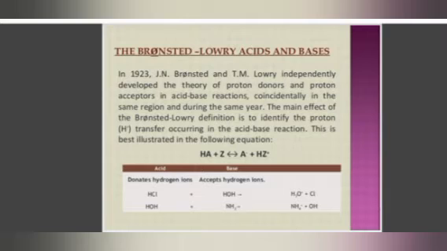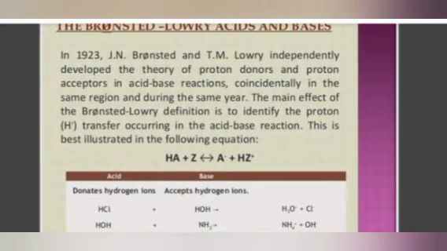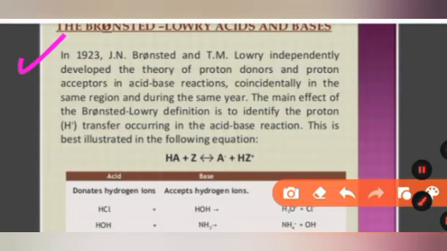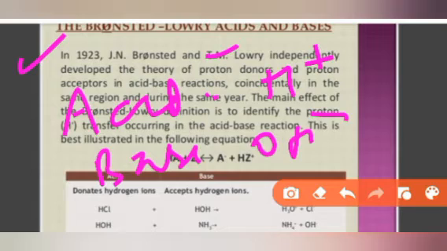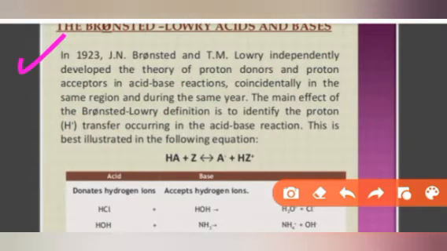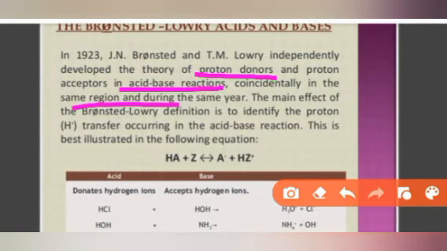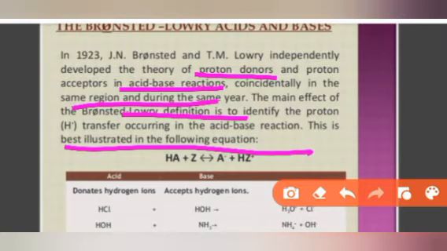Next is the Bronsted-Lowry acids and bases. In 1923, J.N. Bronsted and T.M. Lowry, two scientists, independently developed the theory of proton donor and proton acceptor. As in Arrhenius theory acid is H positive and base is OH negative, similarly in Bronsted-Lowry, acid is proton donor and base is proton acceptor. Coincidentally, the two scientists proposed this in the same year. The main effect of the Bronsted-Lowry definition is that it identifies proton transfer occurring in the acid-base reaction. This is best illustrated this way.